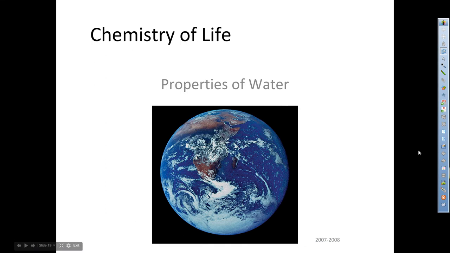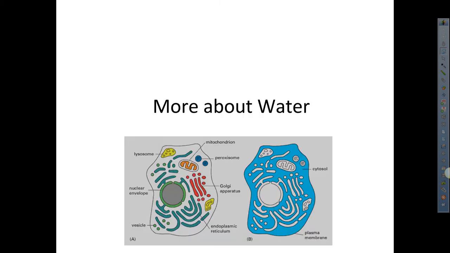Okay guys, we're going to continue with part 2 of Chemistry of Life. We're going to be talking primarily about the properties of water. And so, again, remember water is a polar molecule. So itself, H2O, those are all covalent bonds, but when water interacts with another water molecule, it acts in a polar way.